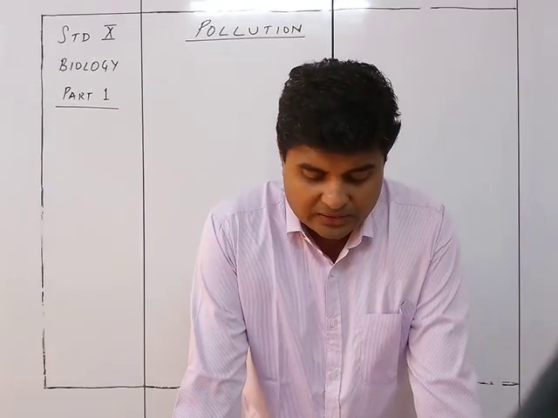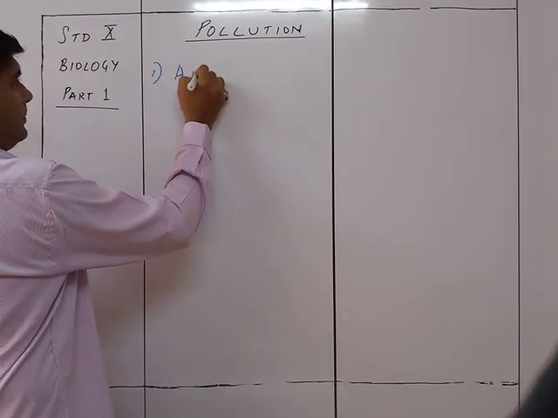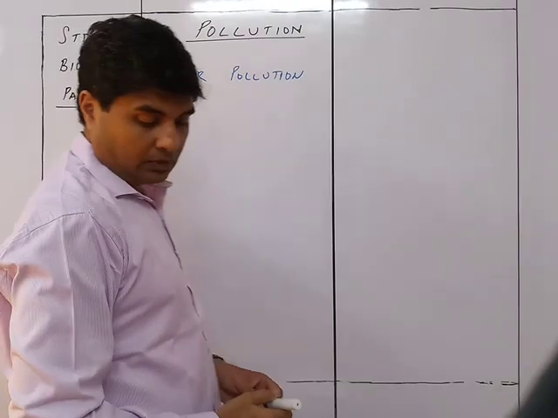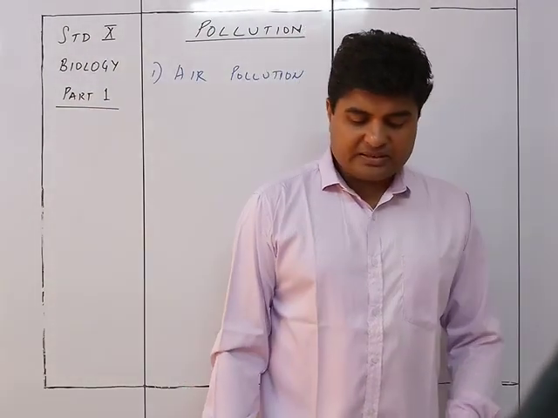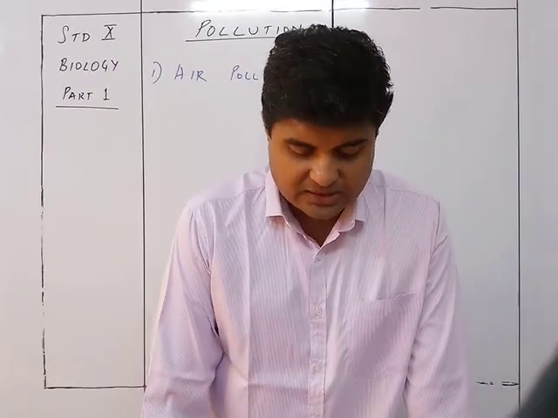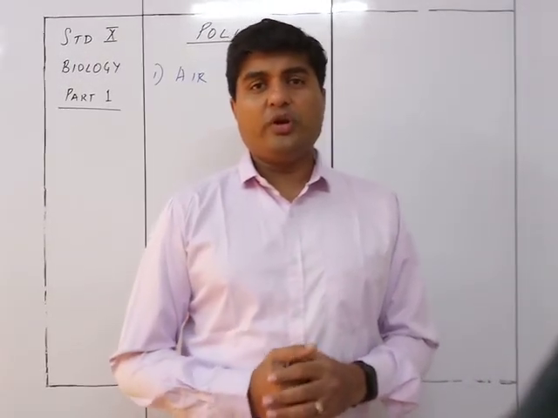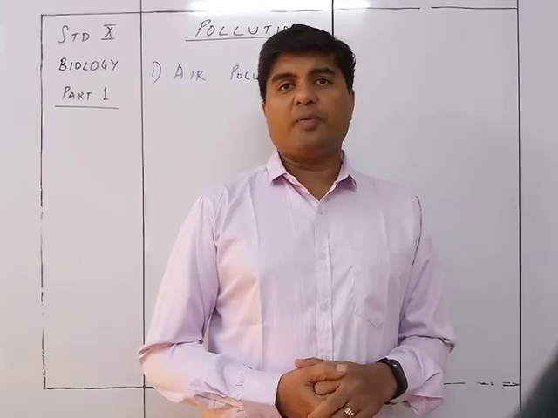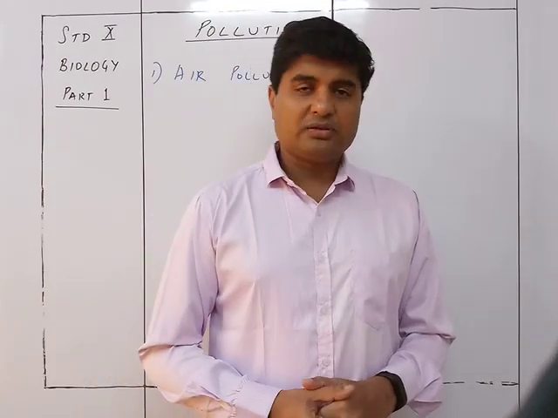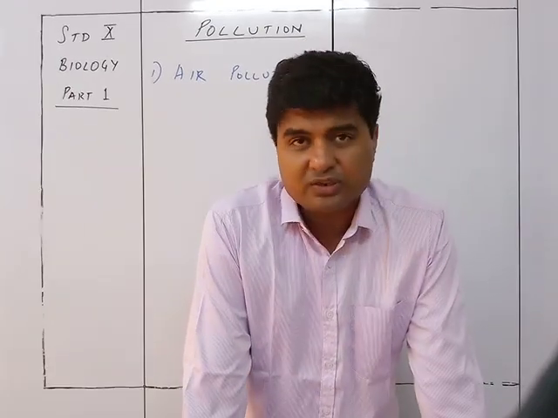So there are types of pollution. The first one is air pollution. Air pollution means degradation of the air quality, harmfully affecting living organisms as well as certain objects. Any constituent which degrades the quality of the air is called an air pollutant, and it affects living organisms as well as certain objects.